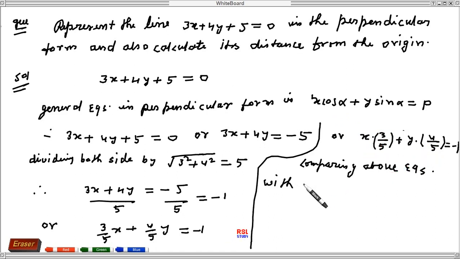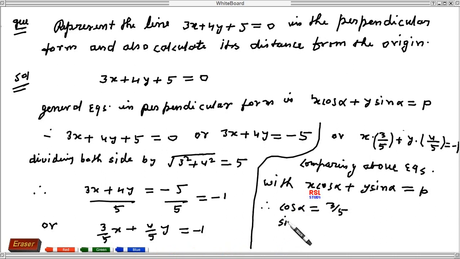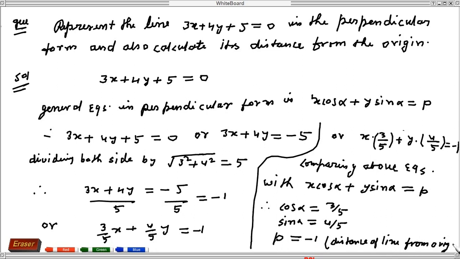That was the intercept form, and here it is the perpendicular form. Comparing the above equation with the general equation of the perpendicular form, that is x cos alpha plus y sin alpha equal to p, after comparing we get cos alpha is 3 by 5 and sin alpha equal to 4 by 5, and p equal to minus 1. p is the distance of the perpendicular line from the origin.